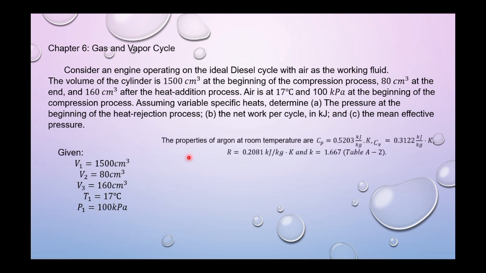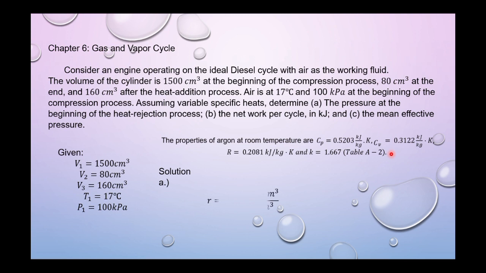So, the properties of argon at room temperature are Cp is equal to 0.5203 kilojoules per kilogram Kelvin, our Cv is equal to 0.3122 kilojoules per kilogram Kelvin, or our gas constant R is equal to 0.2081 kilojoules per kilogram Kelvin, and our K is equal to 1.667. To find these, we have the table A2.